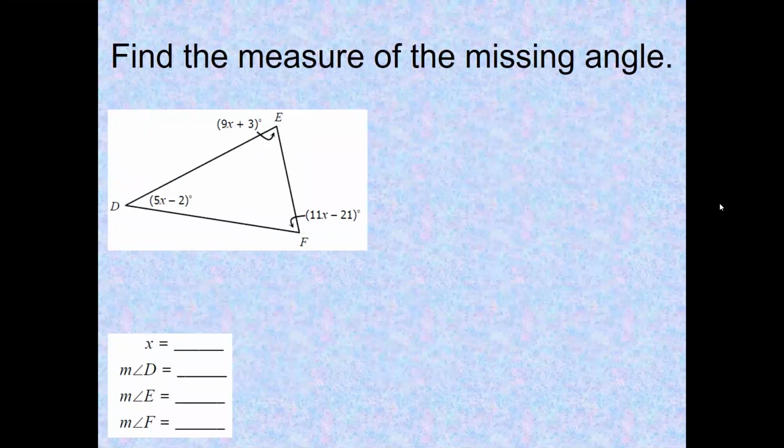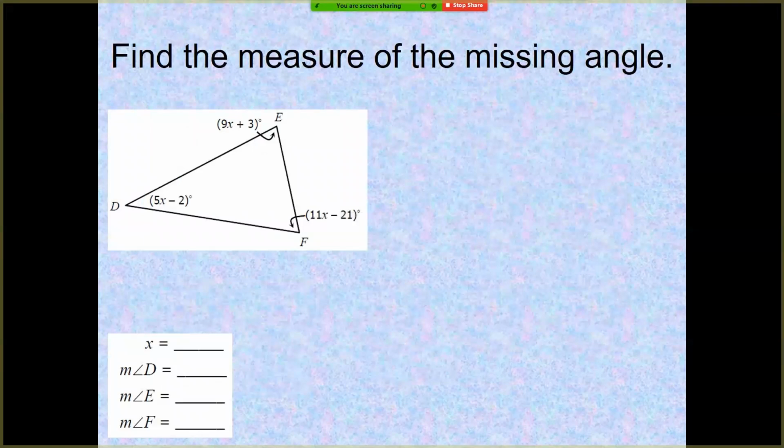For this one, we're going to add some algebra back into these problems. Here we were given information about angle E, D, and F, but we're being asked to find all those angle measures and find X. So we know if we take all three angles and add them together, they're going to equal 180. So if we take angle D plus angle E plus angle F, they've got to combine to give me 180.